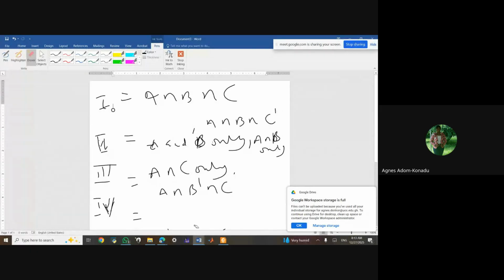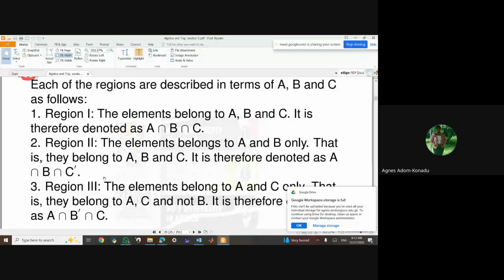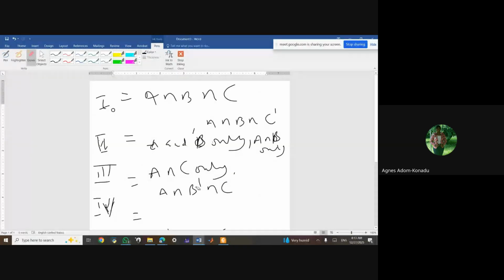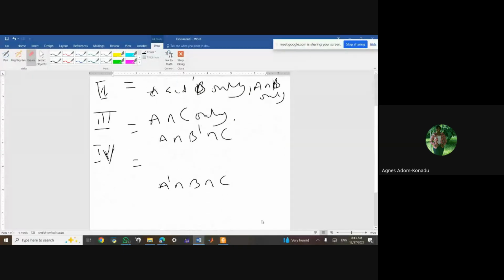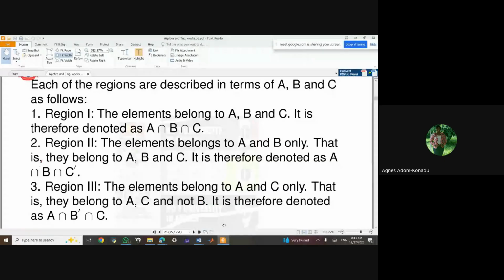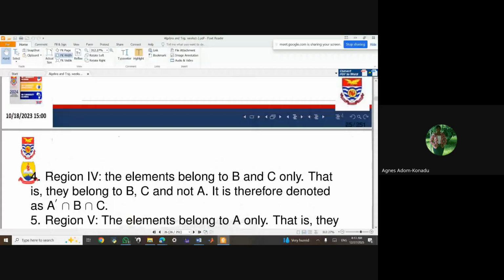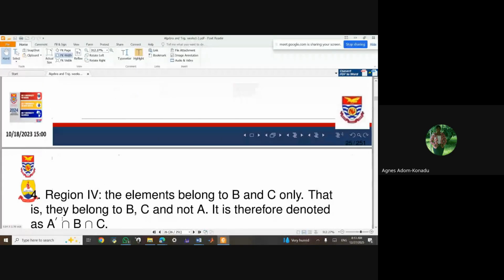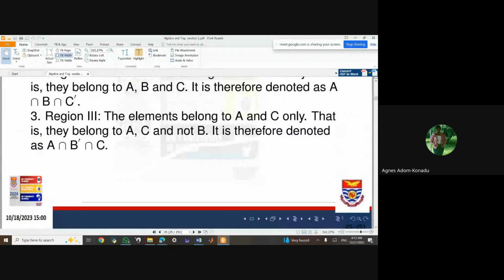The third one will also be the same thing. The element belongs to A and B and not C. It is therefore denoted by A intersection B complement intersection C. So this one too is correct. And the last one too, as you said, is A complement intersection B intersection C. That's also correct.